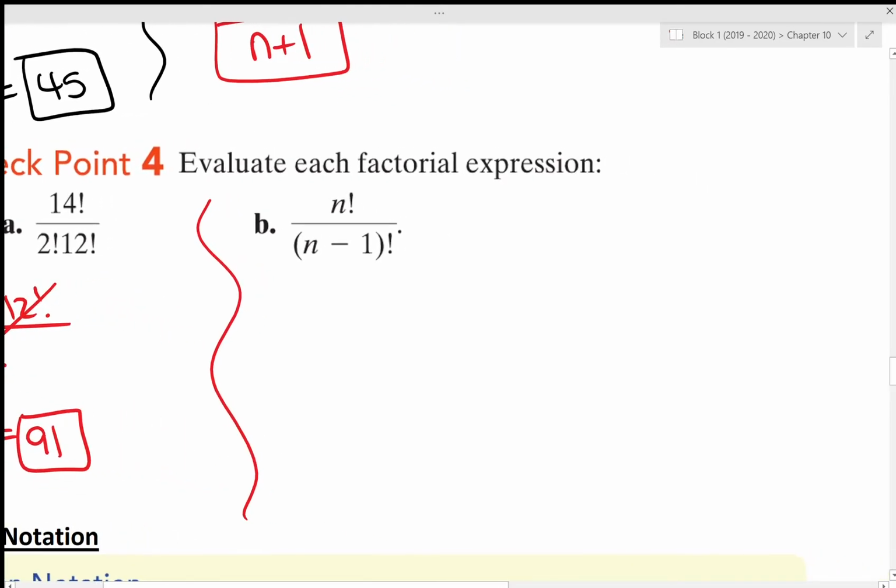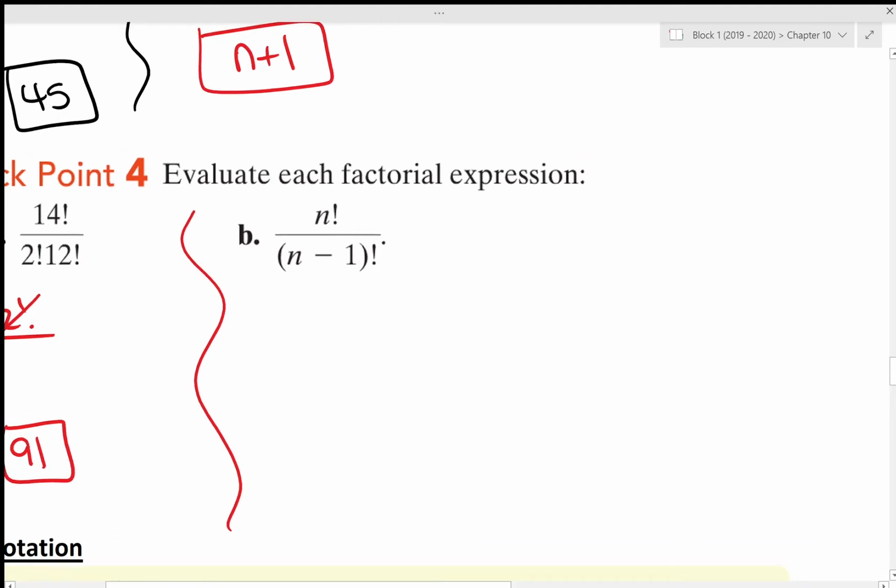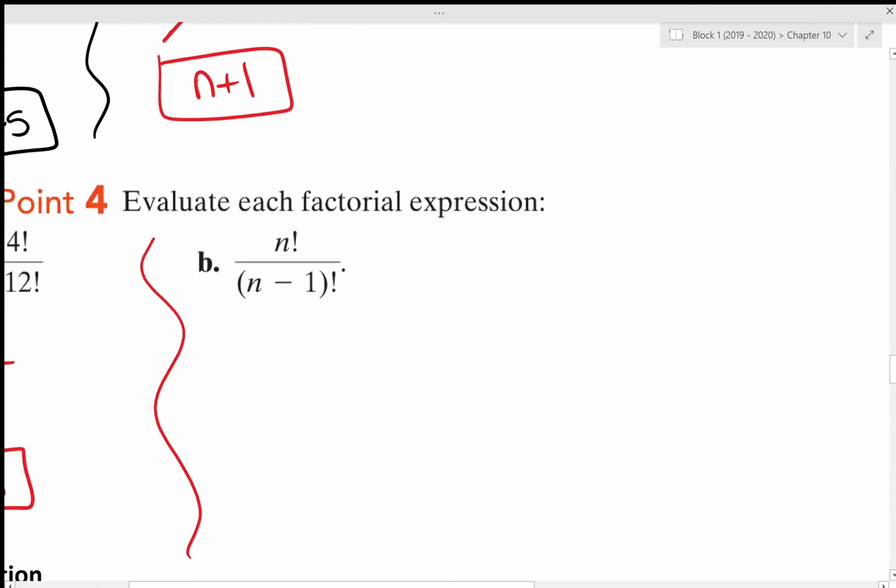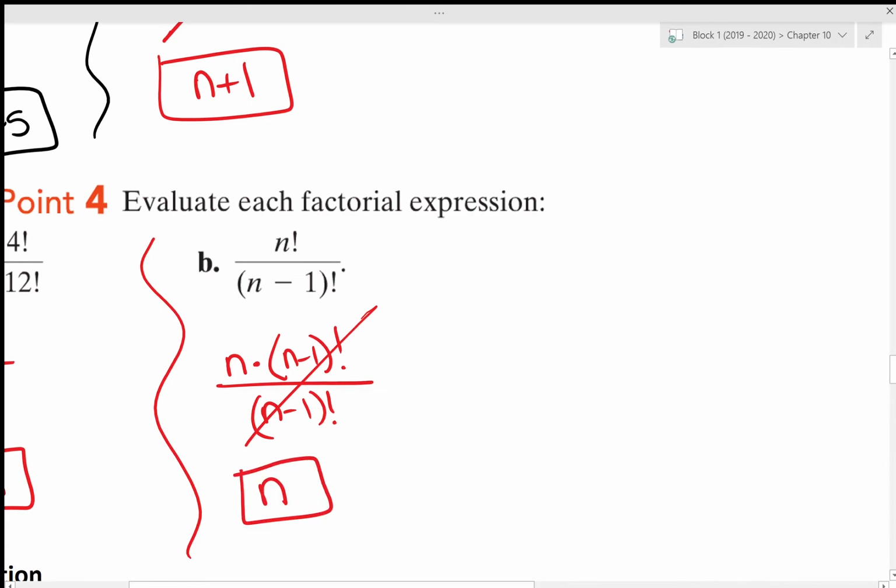Now over here, n factorial and then n minus 1 factorial. The biggest one is the top, so I'm going to write that as n times 1 less than that, which is n minus 1, which now matches the factorial, all over n minus 1 factorial. Cancel out the common factorials, and I'm left with n as my answer.